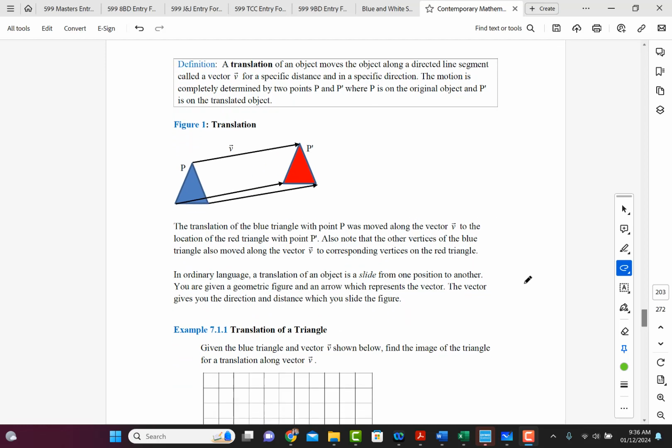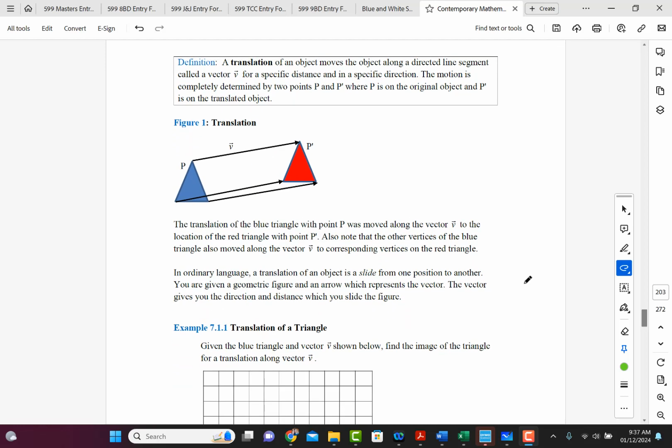Now here's a definition. A translation of an object moves the object along a directed line segment called a vector, which we will denote by lowercase letters with an arrow above it, for a specific distance and in a specific direction. The motion is completely determined by 2 points P and P prime, where P is on the original object and P prime is on the translated object.